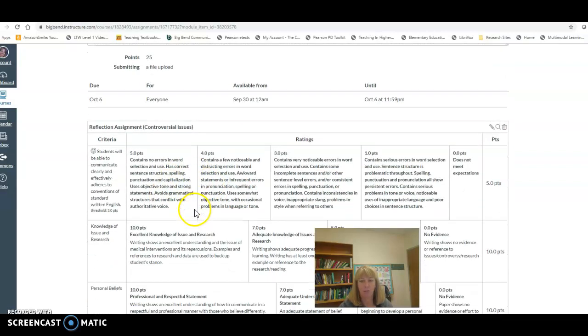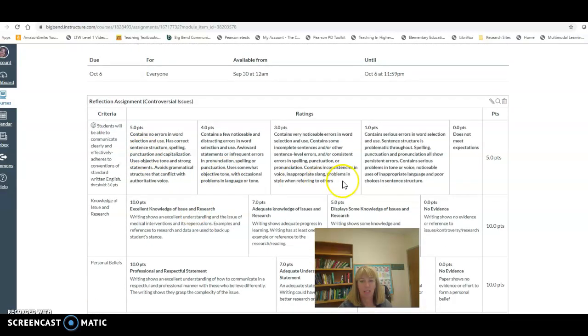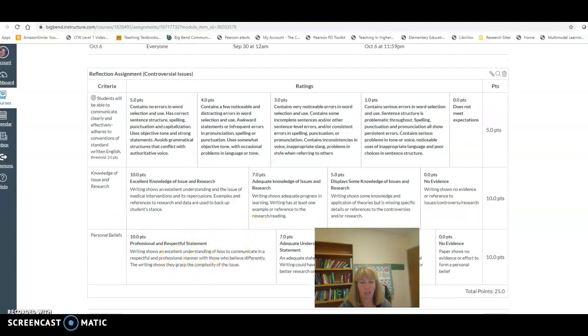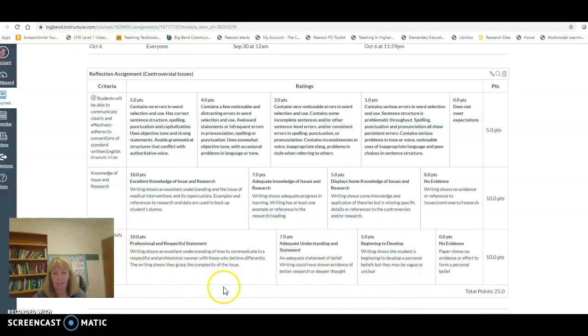Okay, so here's where your rubric is. I just click on these little boxes to give you grades, like did you get all the communication criteria, you get 5 points. Is your research and knowledge of the issue adequate, or is it excellent? Then you get points based on whichever place your paper falls. Your professional and respectful statement. Okay, so see this part over here? This right here is that bottom part of the paper where you're going to talk about how you would speak to people who believe different than you. So you could earn 10 points there as well.